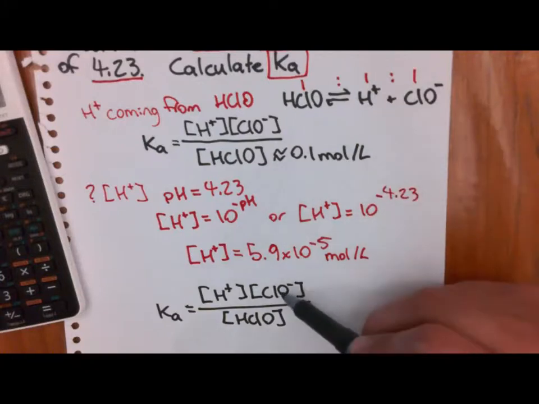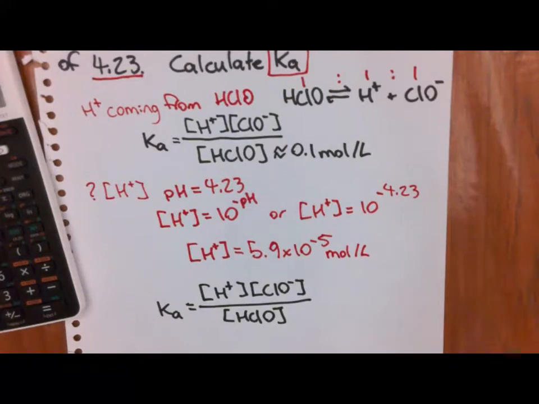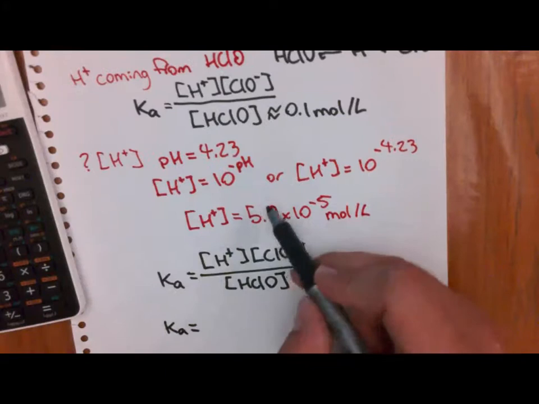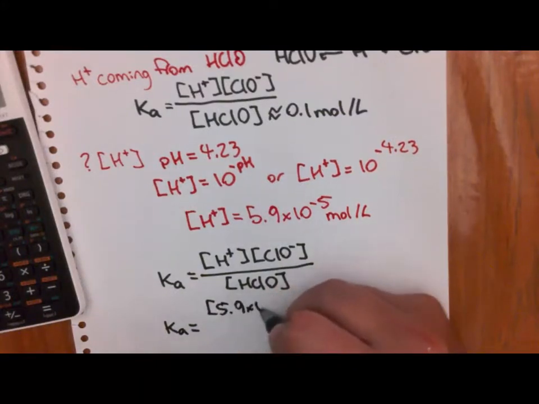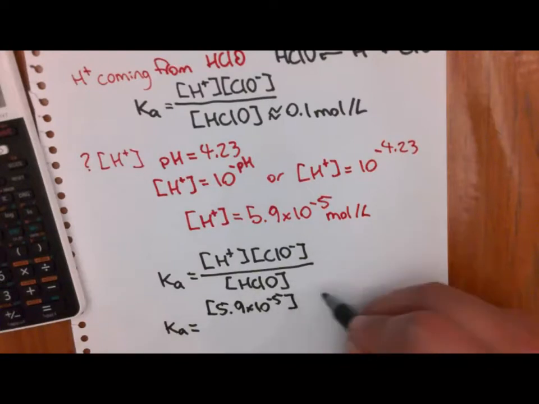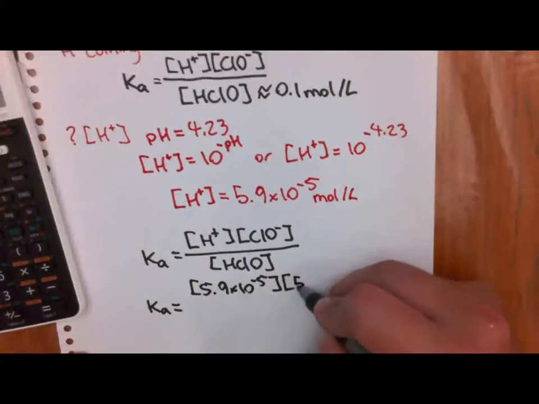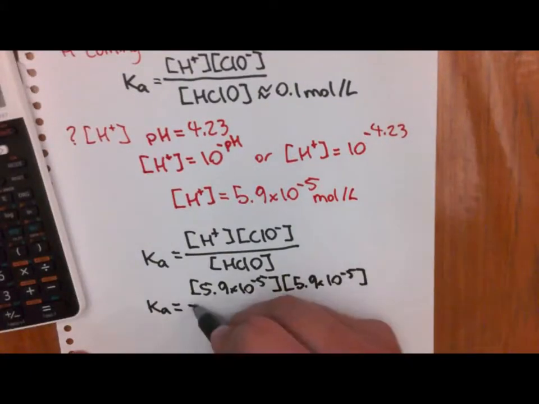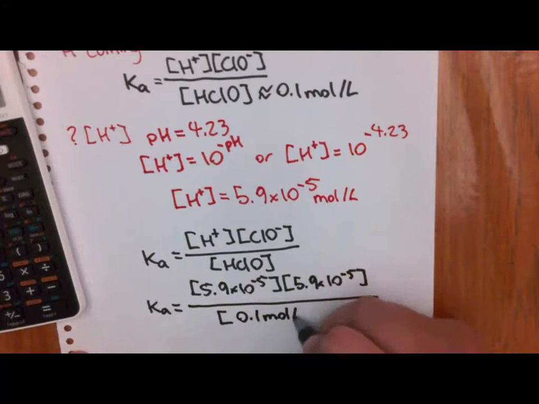But we are going to see some changes in our H plus and our ClO minus. So with my Ka, it is going to equal 5.9 times 10 to the negative 5 for my H plus, and as we know, our ClO minus is going to be the exact same. So that is also going to be 5.9 times 10 to the negative 5, all over our concentration of HClO, which is going to be approximately 0.1 moles per liter.